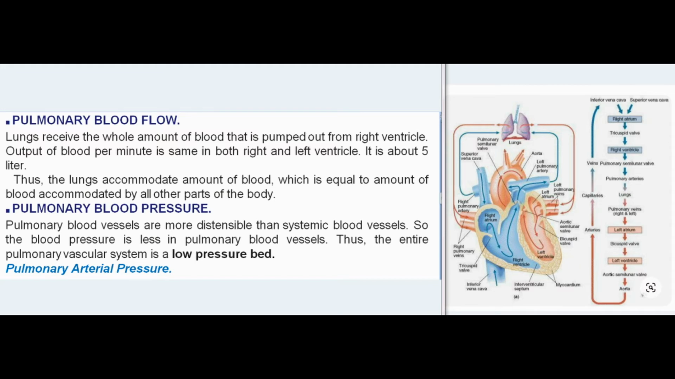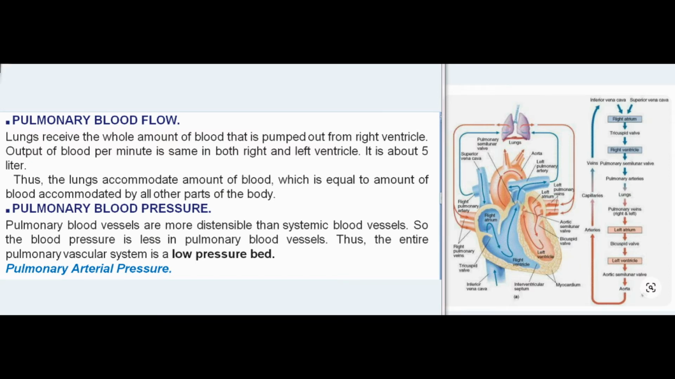Thus, the lungs accommodate an amount of blood which is equal to the amount of blood accommodated by all other parts of the body. Pulmonary blood pressure. Pulmonary blood vessels are more distensible than systemic blood vessels. So the blood pressure is less in pulmonary blood vessels. Thus, the entire pulmonary vascular system is a low-pressure bed.